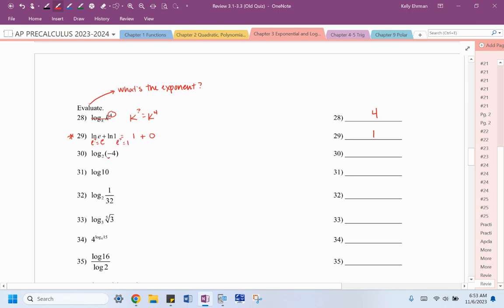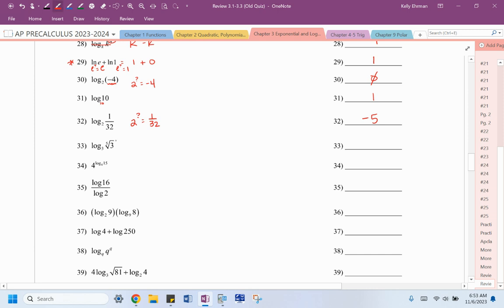We can't log a negative. There's nothing I can raise 2 to get negative 4, so that's no solution. Log of 10, remember there's a base 10 under here, so that's 1. 2 to what power equals 1 over 32? It's got to be negative to make 2 into a fraction, and it's 2 to the negative 5th.